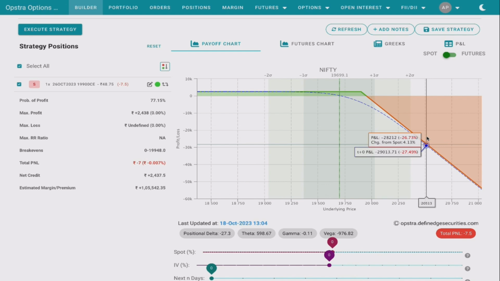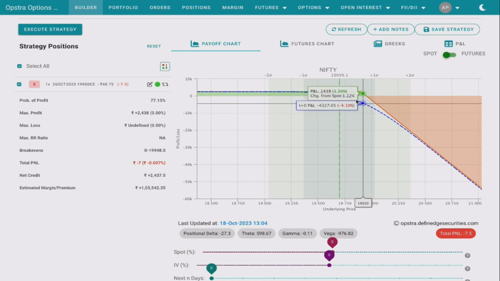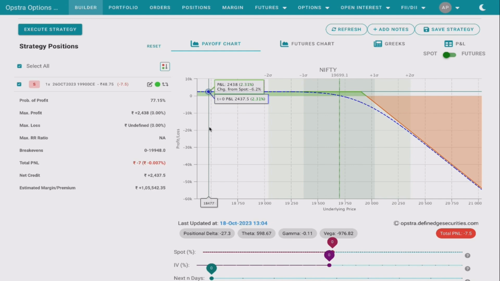Okay, and this is where the challenge comes in. 77.15% of the time you're going to make this 2,438 rupees, but the balance 23% of the time you don't know how much you're going to lose, so your risk is undefined. But as you can see, this strategy makes a lot more sense, mathematically speaking, than your long call strategy. Okay, so let's plug this into our risk management sheet and see what it looks like.